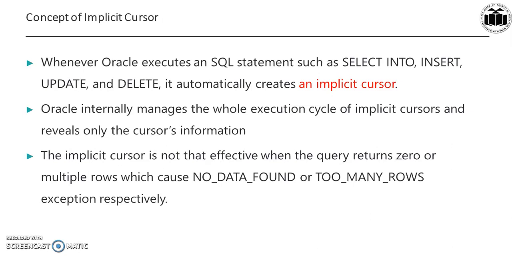The implicit cursor is not that effective when the query returns zero or multiple rows, which cause no data found or too many rows exceptions respectively. As we discussed in our previous slide, there was one exception, that is too many rows. So our implicit cursor is not that effective in handling such types of exceptions.